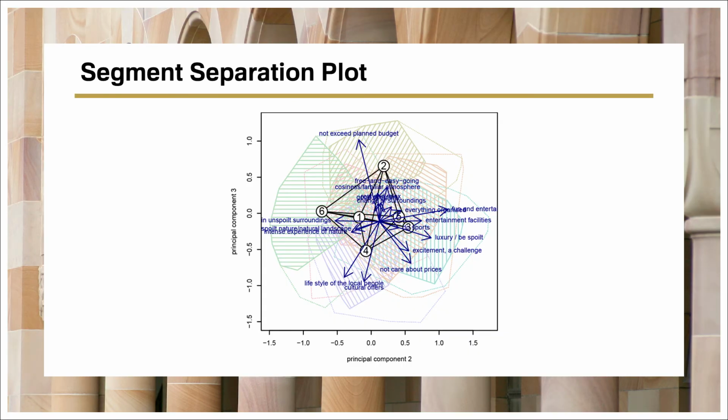Other aspects of the market segmentation solution, such as segment separation, can also be visualized. In this plot, for example, each segment is depicted as a geometrical shape of a certain color. When projected into two-dimensional space, these shapes show the degree to which market segments overlap.